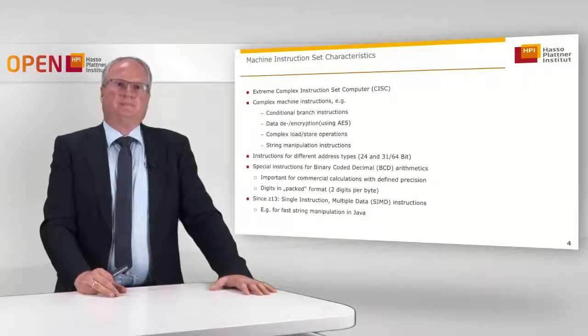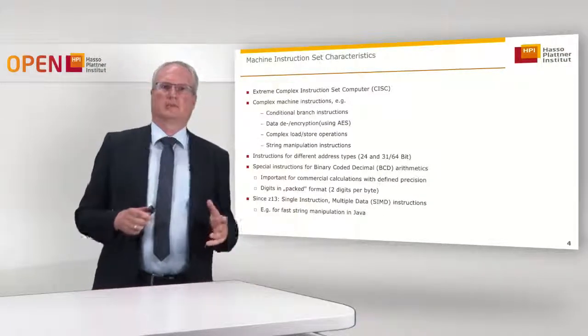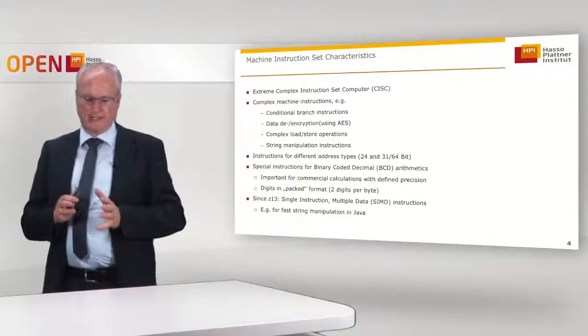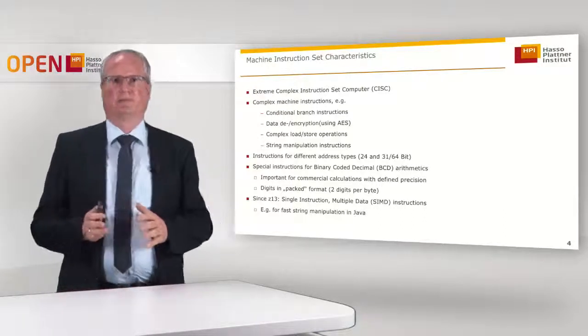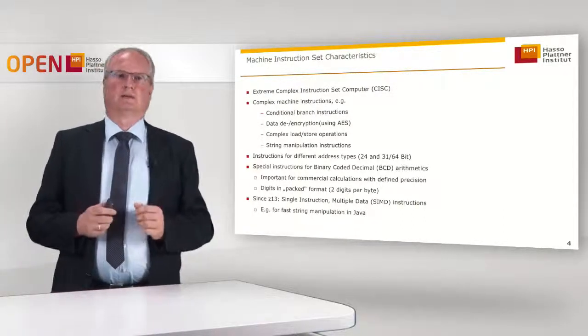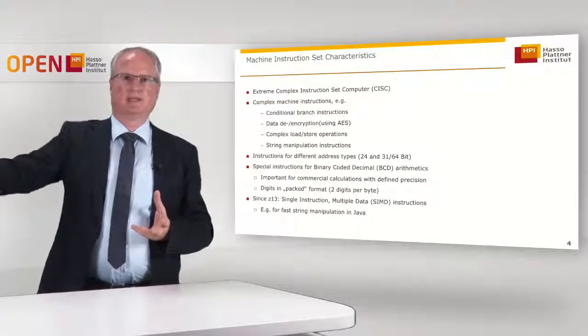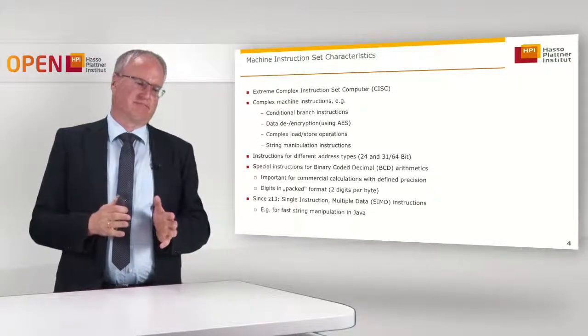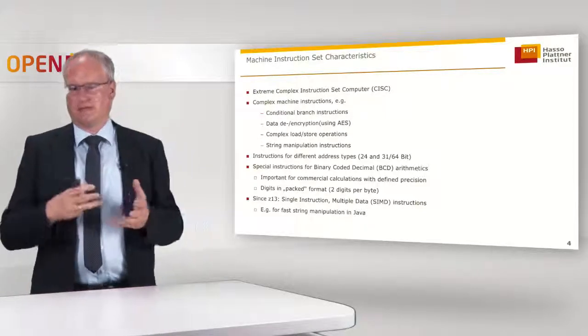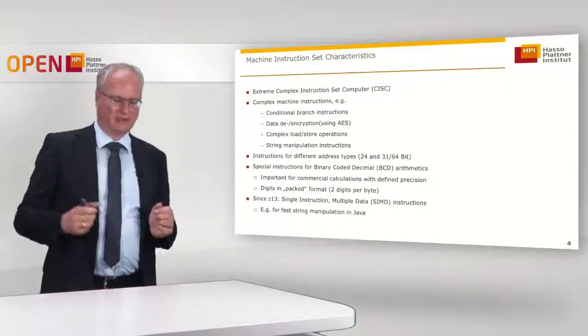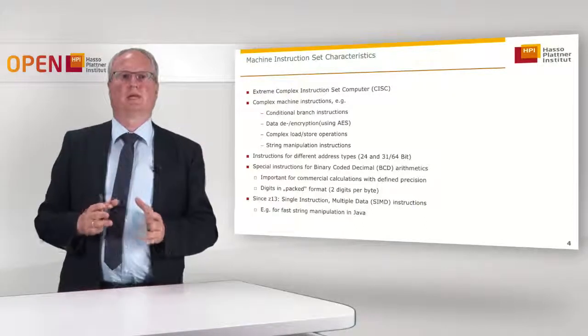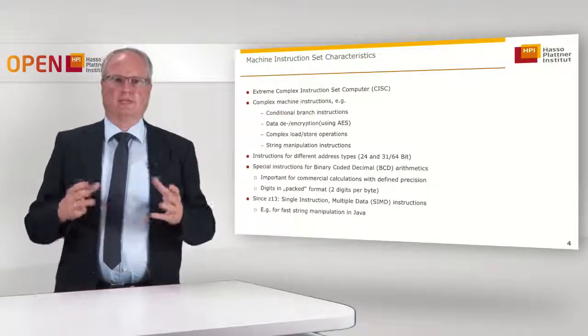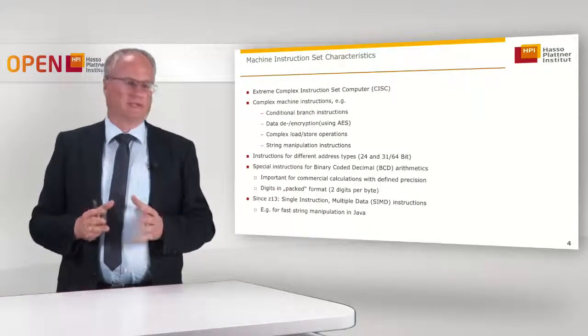And of course, we have different instructions for switching or for the different address sizes, 24 versus 31 or 64-bit. This originates from the history and evolution. So many of these instructions exist twice. Many similar instructions are available for 24 and 32-bit or 31-bit. And of course, this also increases the number of instructions.